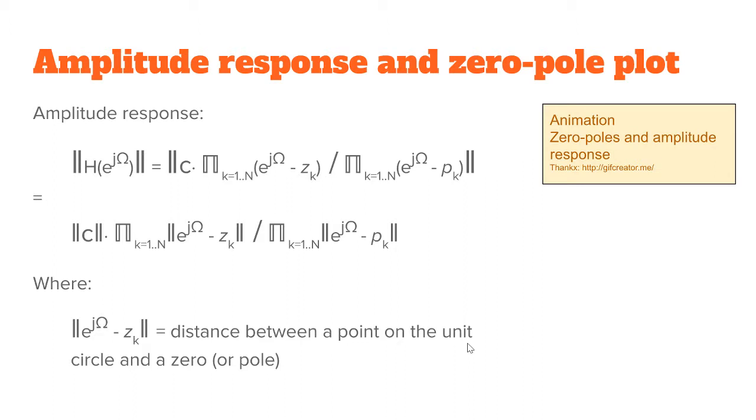and also mark z equals e^(jω), what you get is the absolute value of b0 divided by a0, and then the product of e^(jω) minus z_k divided by the product of e^(jω) minus p_k. All right.